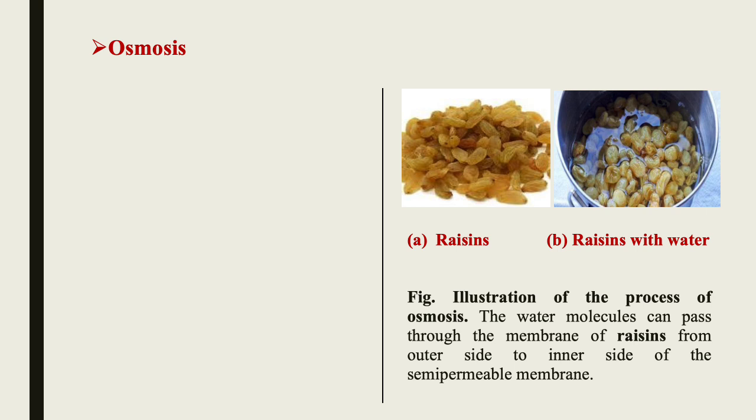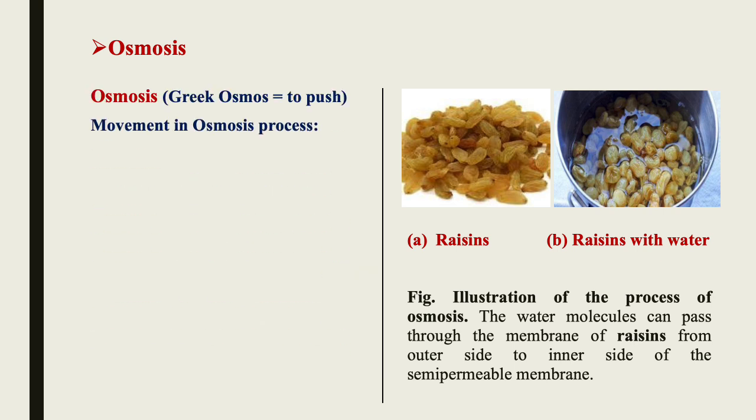So this is a natural process that is occurring, an illustration of the process of osmosis. This is the best example of osmosis. Here the water molecules can pass through the membrane of the raisin from the outer side to the inner side. So here the whole raisin acts as a semi-permeable membrane, and only water can pass through it.